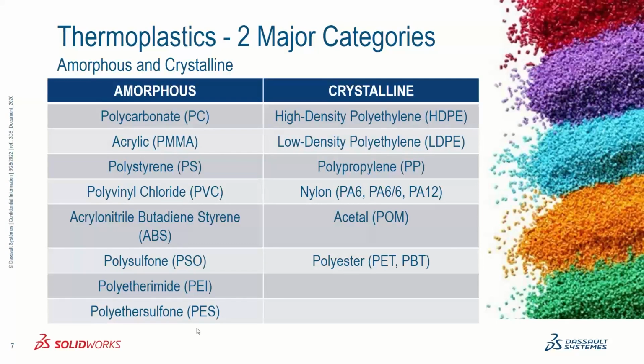And within thermoplastic polymers, again, you can broadly group those into two categories: amorphous and semi-crystalline thermoplastics. Polymers such as polycarbonate, acrylic, polystyrene, ABS, and PVC are all what we call amorphous materials. And polymers such as high-density polyethylene, polypropylene, and nylon would be considered semi-crystalline materials.